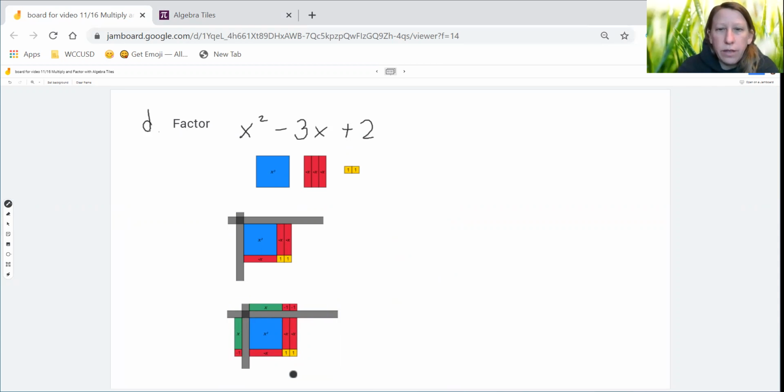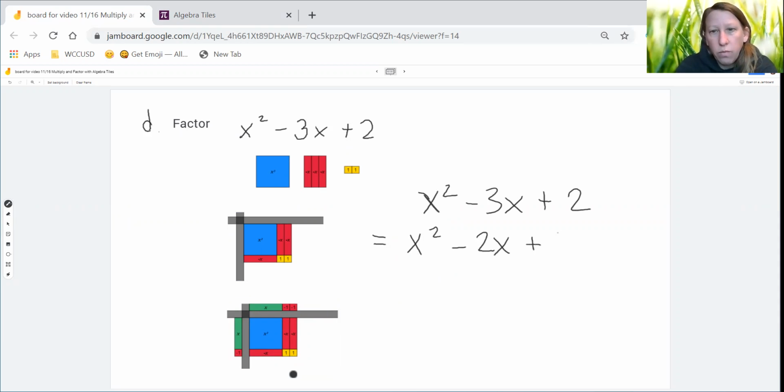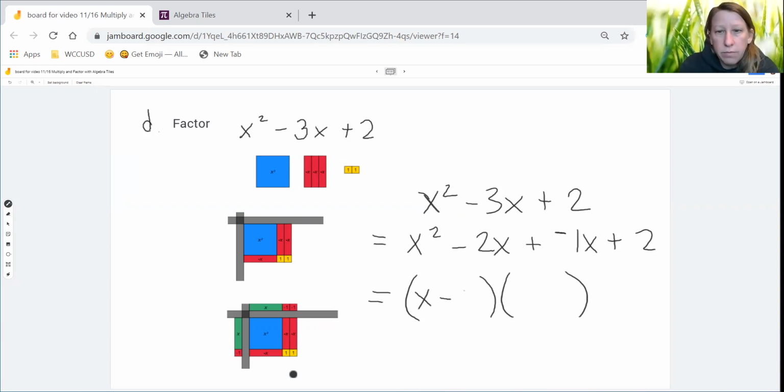All right, then I can write my answer. So for this one, I had x squared. I had 3 red x's because they were negative, and I had a 2. And I decided to put 2 along one side and 1 negative 1 along the other side. And I saw that after I rearranged them, the sides of the rectangle were x minus 2 and x minus 1. Okay, that's the answer.